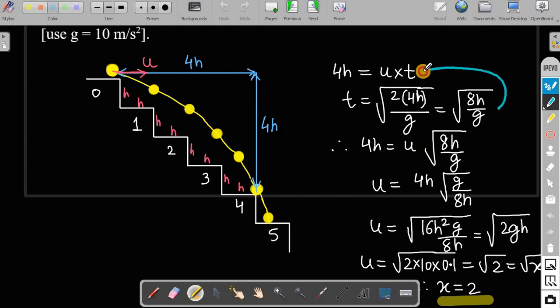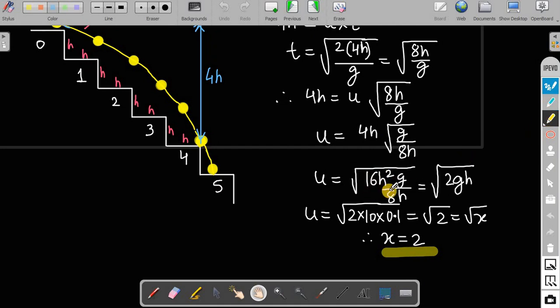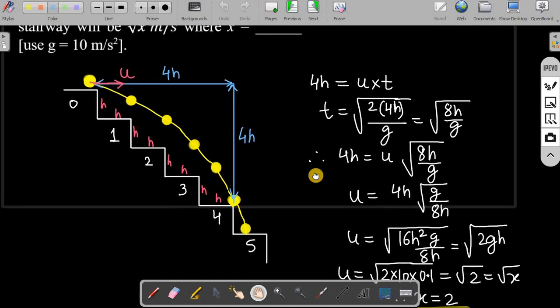Then this time you substitute it here. 4h is equal to u root under 8h by g. After that, what you can calculate is u. So try to simplify from here, and you will be able to calculate u. So finally you will get u squared as 16h squared over 8h by g, h also cancels. You will get finally root 2gh. Then substitute g as 10 and this h is 0.1. You will get this as root 2, and root 2 is given as root x. So then we can compare and we can say x will be 2. Right? So in this manner we can calculate this.